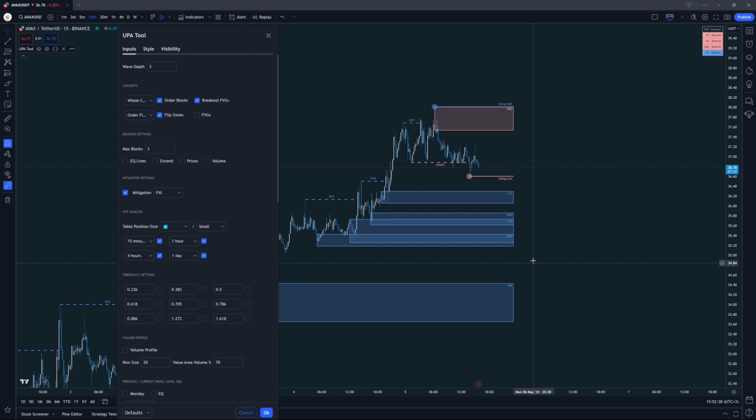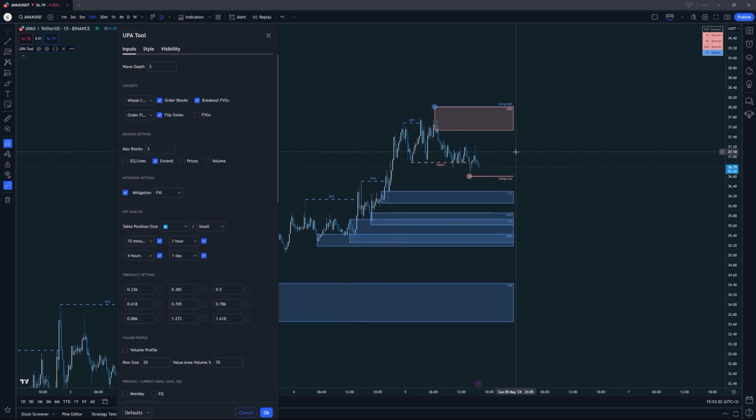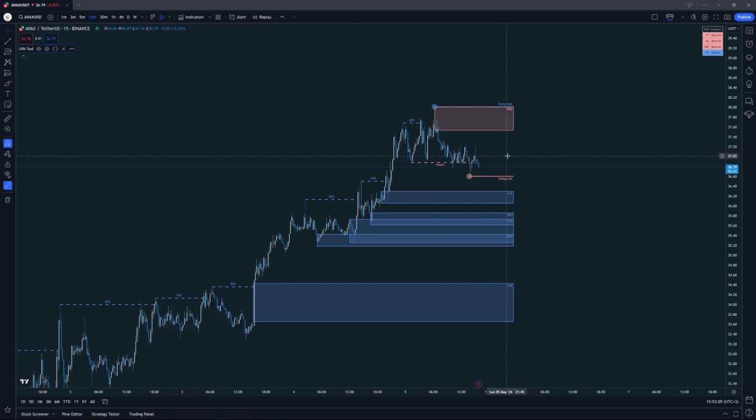Here we have an extend setting. The extend setting allows blocks to be stretched or shortened on the graph. From here, the blocks are at a distance of 6 candles because I unchecked the extension. If you want to extend them, you can extend them to the right of the swing high and swing low line. Yes, the UPA tool is like this.